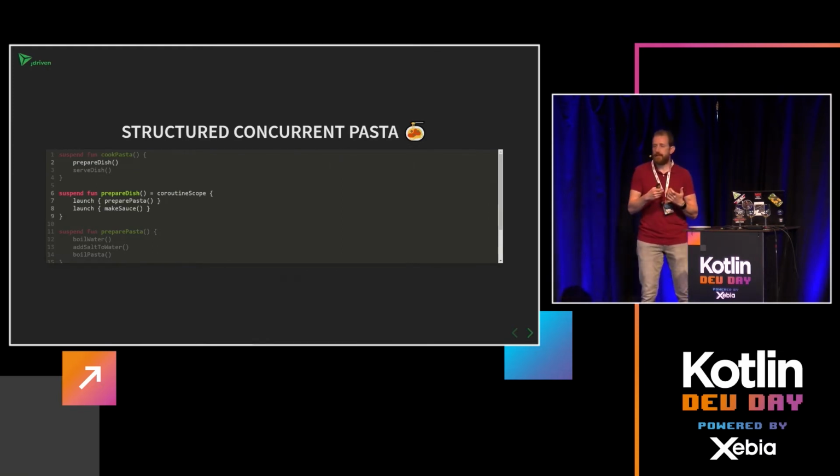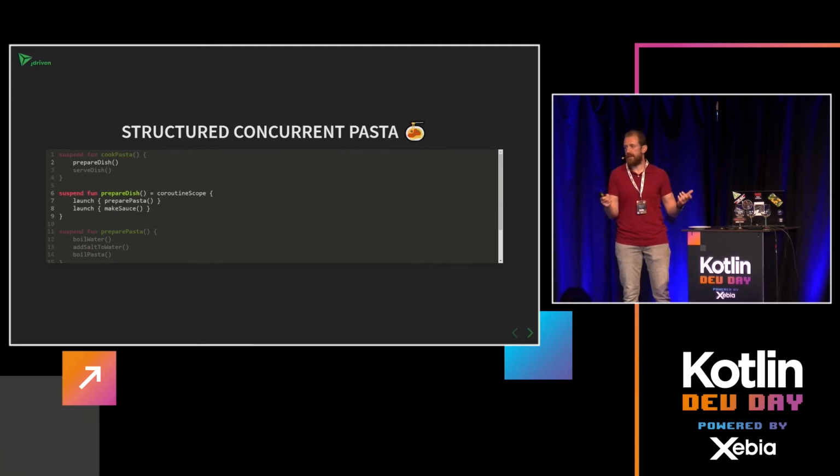Basically, you could say that a suspending function is a coroutine scope of its own, but if you want to launch more asynchronous tasks, then you can use the coroutine scope builder function, which provides you with the functions to launch stuff. So what's the difference between async and launch?